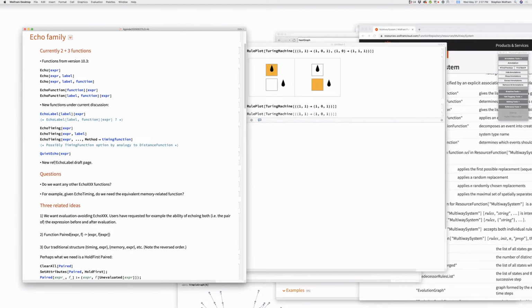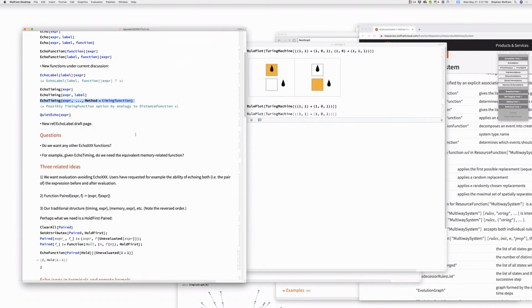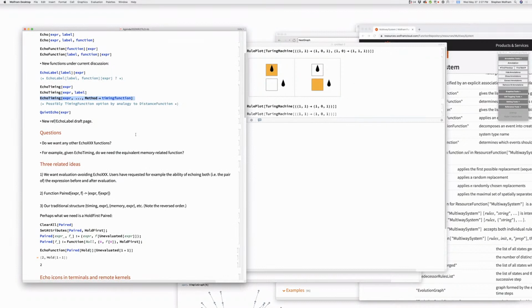Okay, let's come back to echo. Christopher, we were talking about echo, and we were discussing echo timing and the question of what it actually does. So it's a hold first function, unlike the rest of the echo family. Right. But Jose, you were just saying something about a proposal for echo timing. Yes. So the thing is that until now, our echo functions were not hold first. So echo timing is the first one that is hold first.